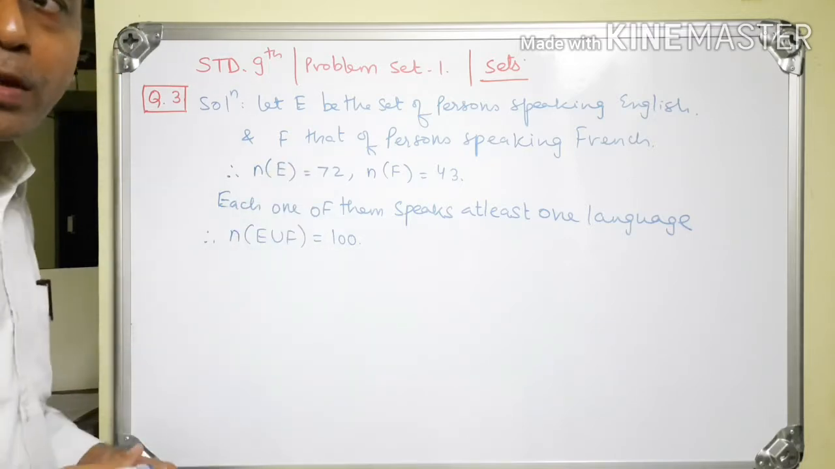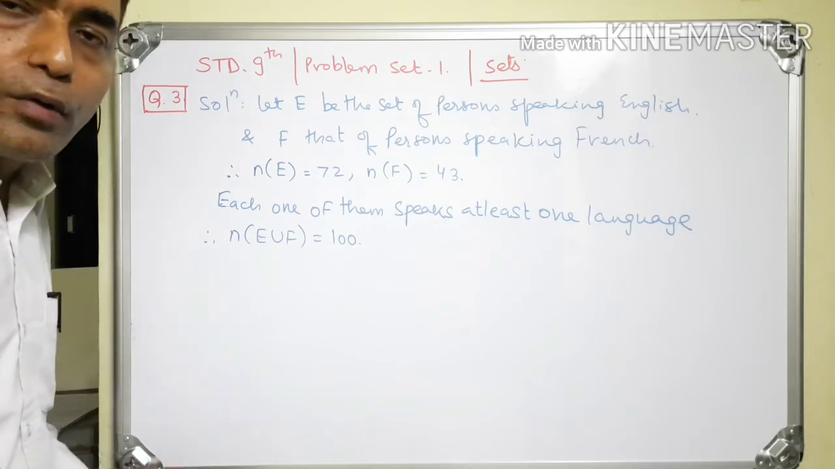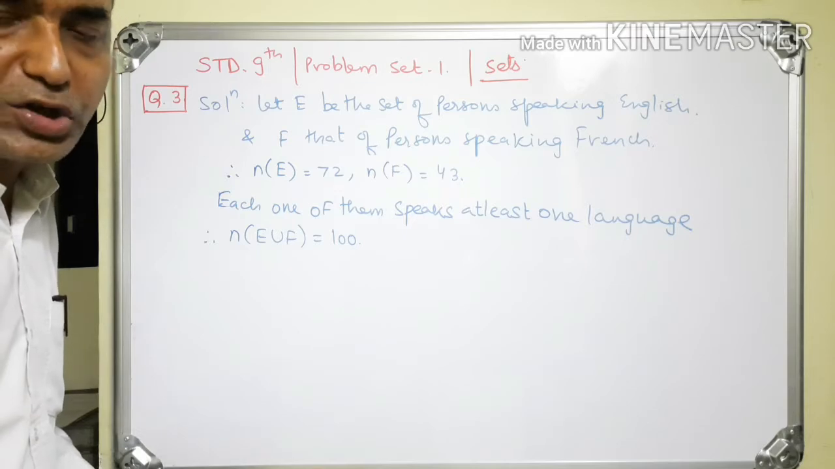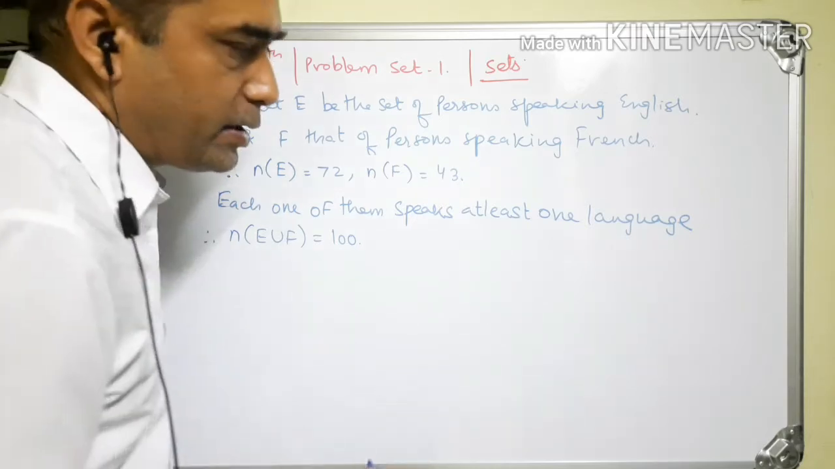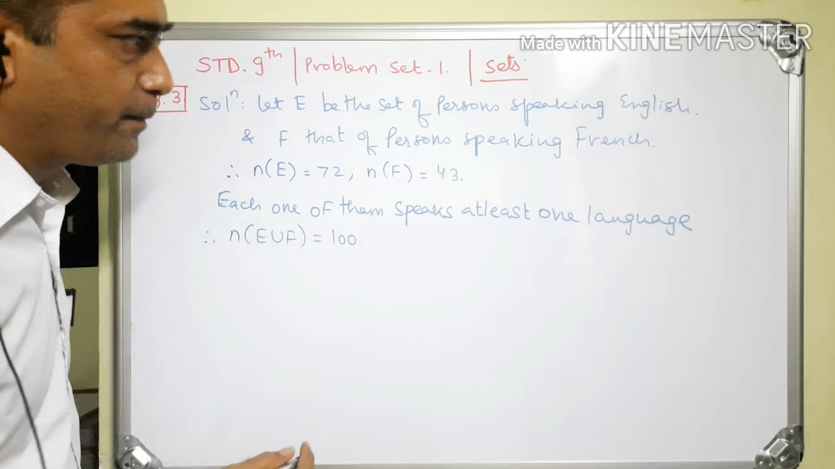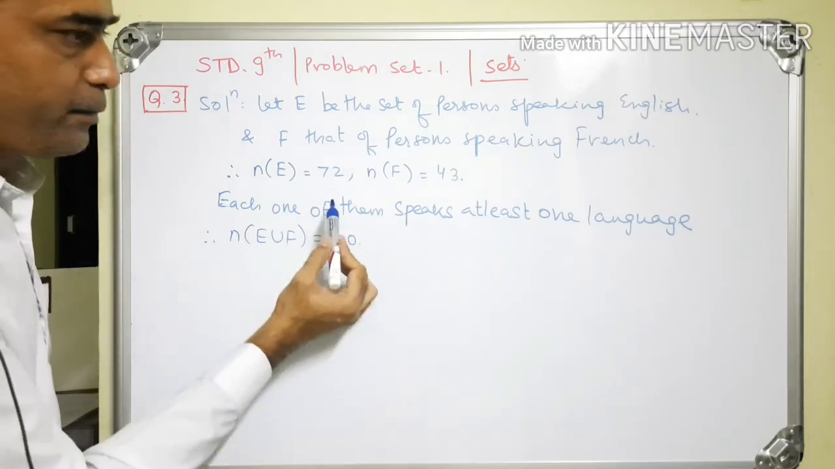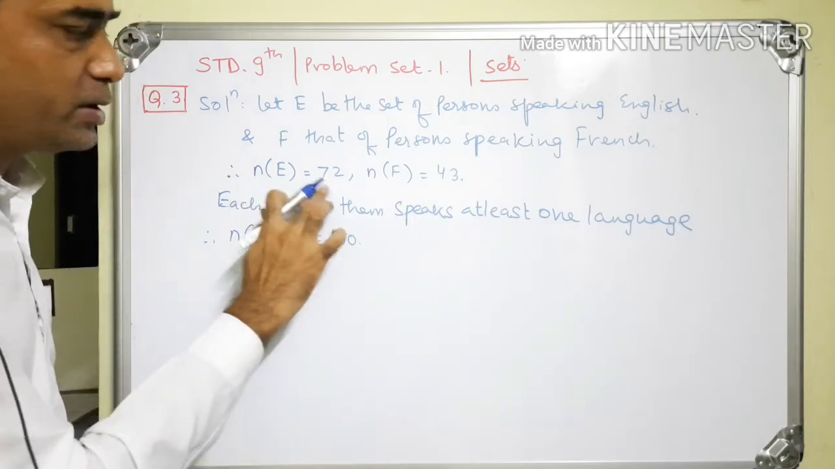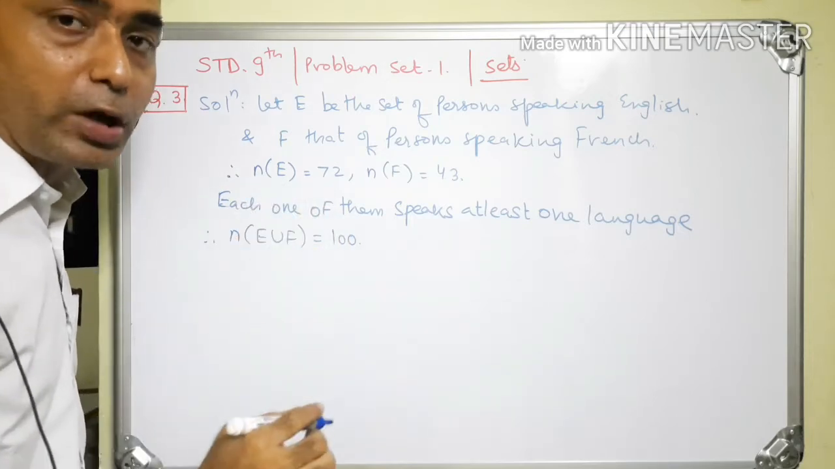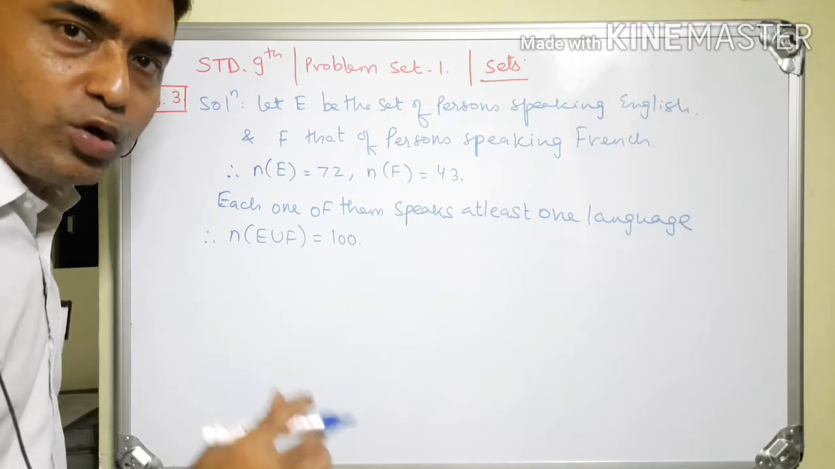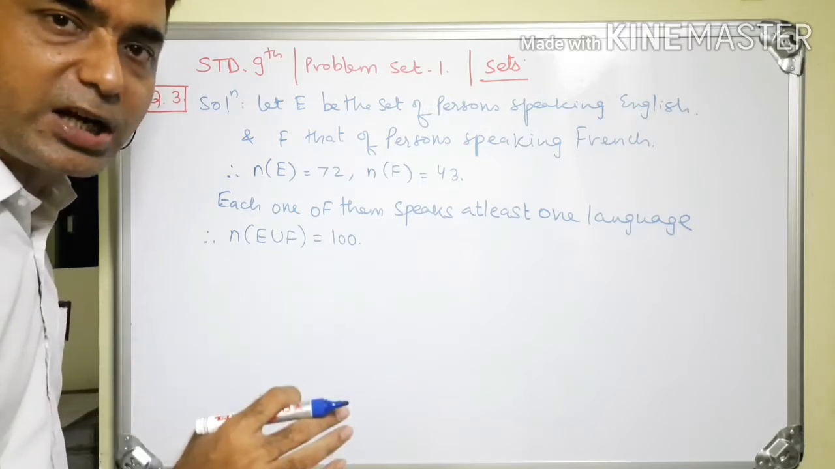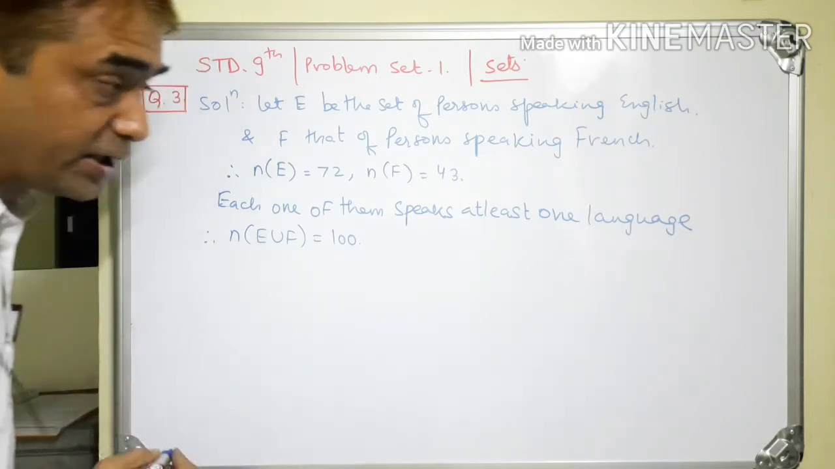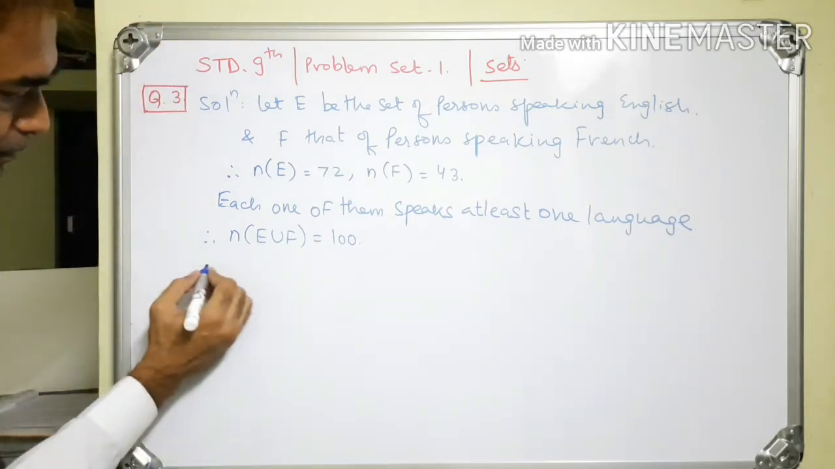Now we have to find the number of persons who speak only English. When we have to find the persons who speak only English, we have to subtract the number of persons who speak both the languages from this set. So first we will have to find the number of persons who speak both the languages, and the set of both the languages is called the intersection set. So first find the intersection set. How will you find the intersection set?